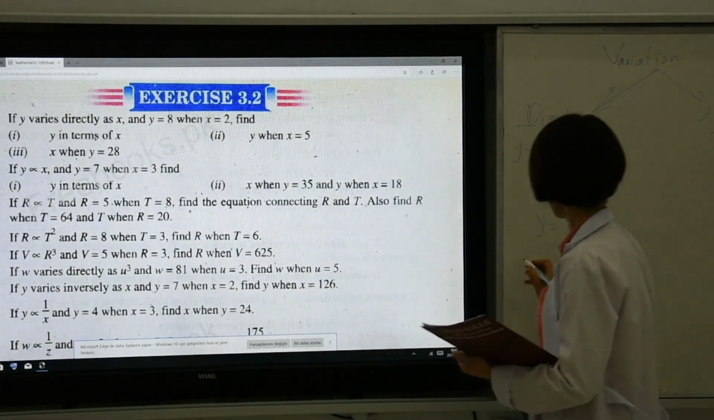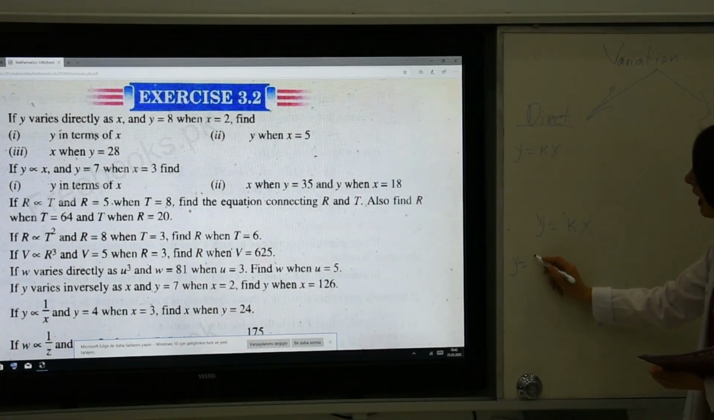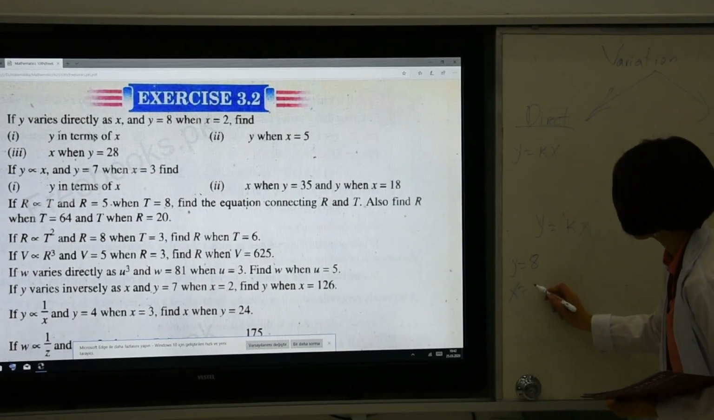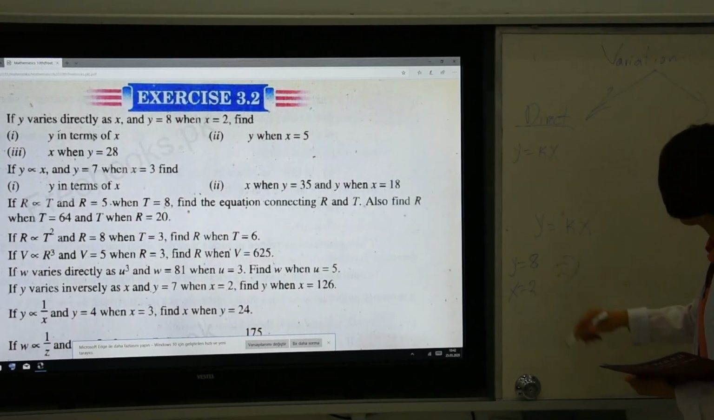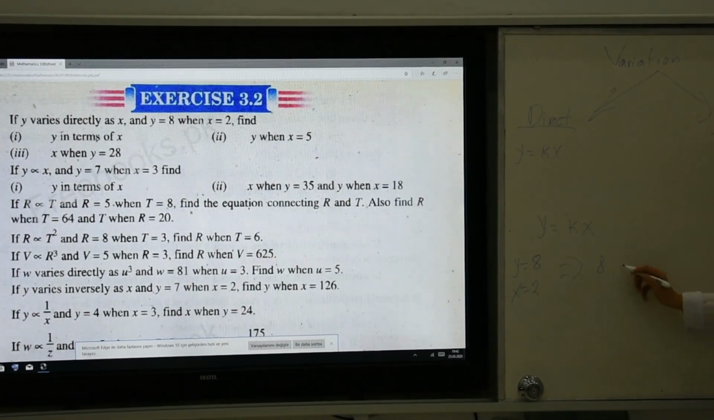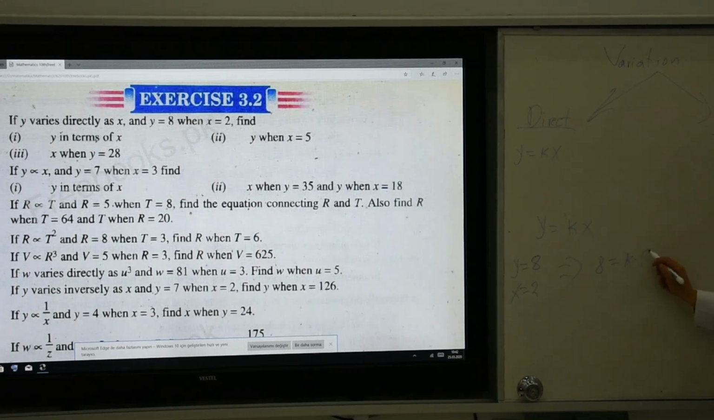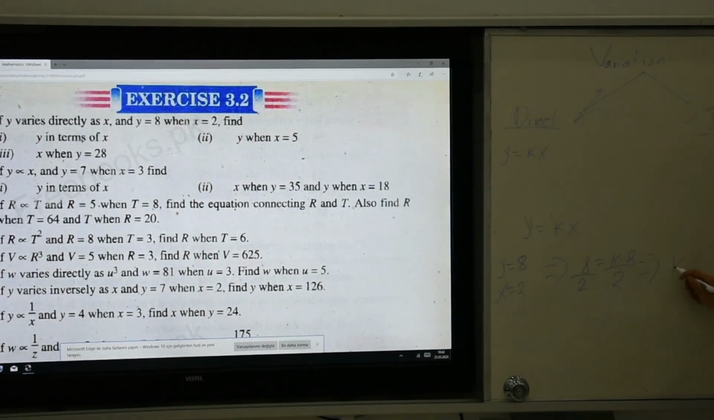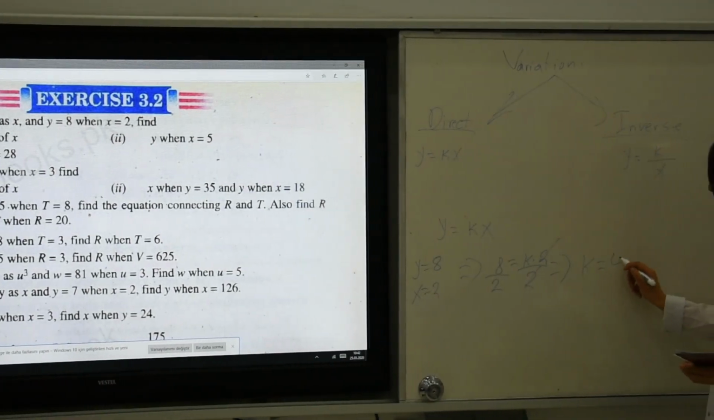When y equals 8 and x equals 2, I can find the k from here. Instead of y, I can put the number 8 equals k times 2. I can divide by 2 here, and I'll find that the k equals 4. Okay?